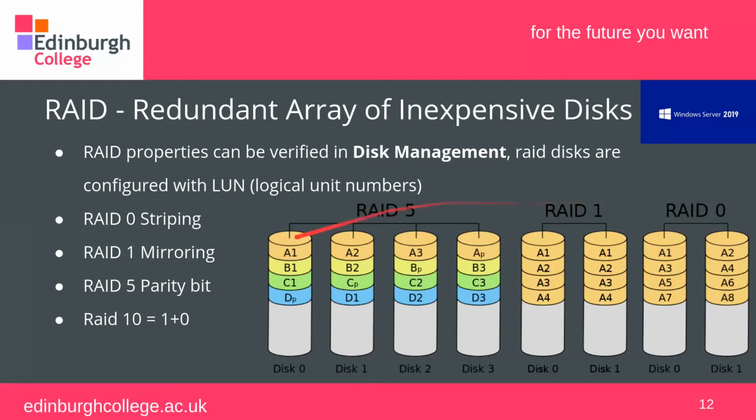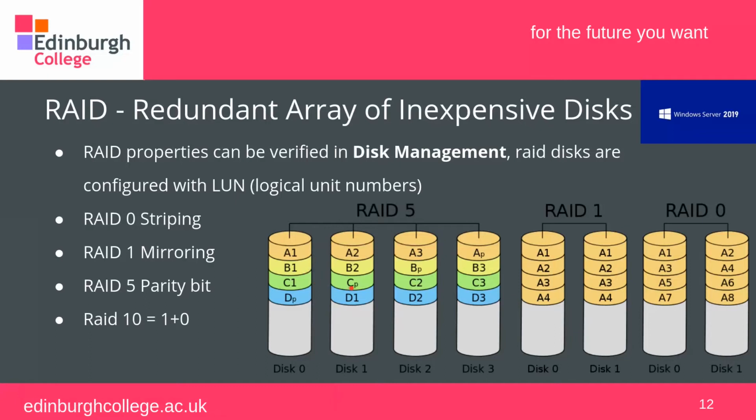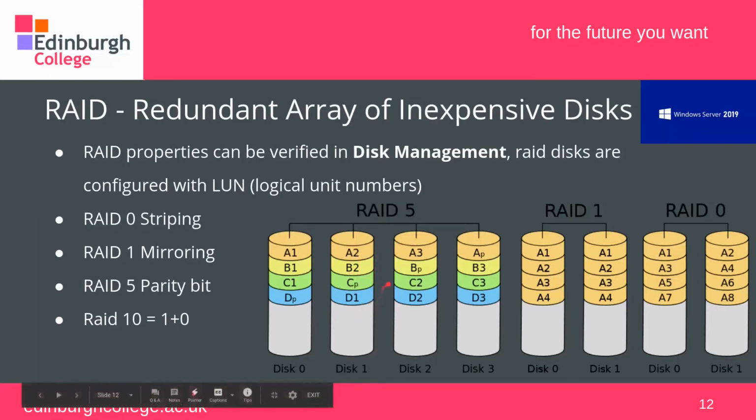Okay, RAID 1 is mirroring, which means in RAID 1 we have a mirror of the data across the two disks. If this disk fails, we've got the data here. Okay. Finally, RAID 5 has this thing called a parity bit that allows us, if one of the disks fails, to use the parity bits to recover the data when we put a new disk in.